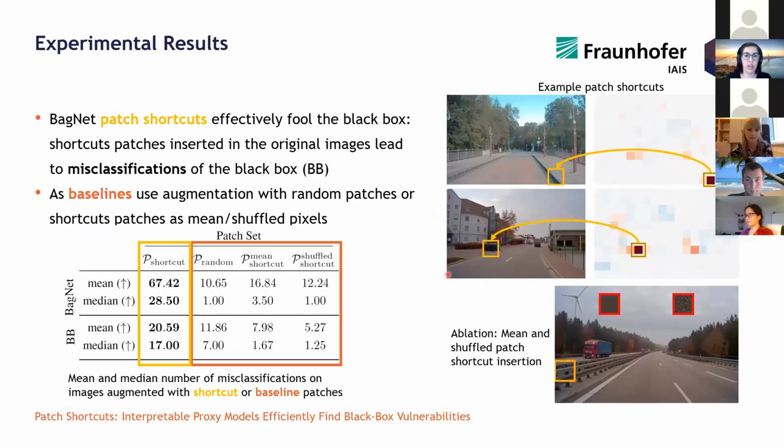Basically, what we find is that our patch shortcuts, the examples that you see here in yellow, can effectively fool the black box in the sense that previously the original image is classified correctly as no car, but when we augment it with the patch shortcut, it is misled and classifies it as car. We compare our method against inserting random patches or deleting the semantic content of the patch in various ways. And we outperform these baselines with our shortcut patches.